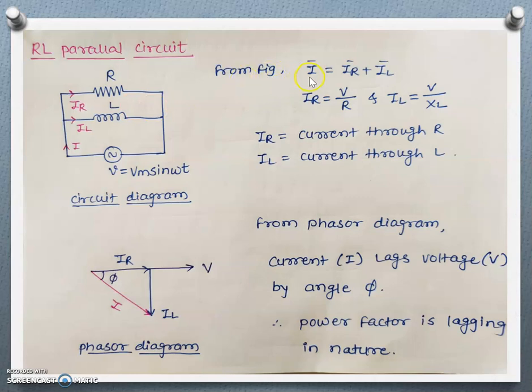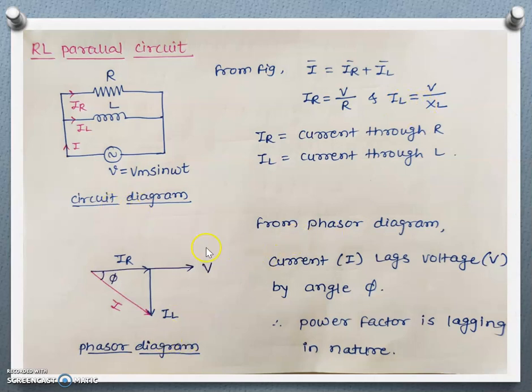From the figure, we can write that I is the vector sum of IR plus IL, that is, the current through the resistor and the current through the inductor. The vector sum of these two will be the total current. Also, IR is equal to V divided by R, because it is the current through the resistor, and IL is equal to V upon XL, that is, the current through the inductor.